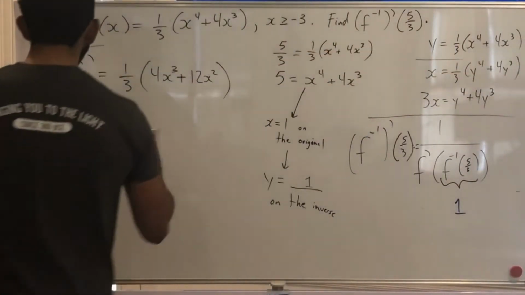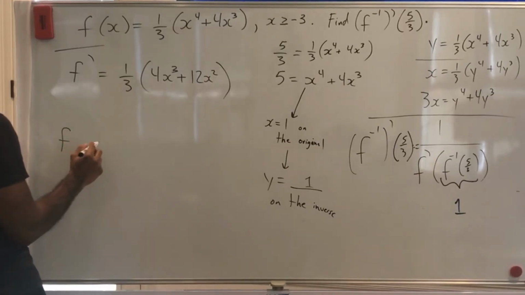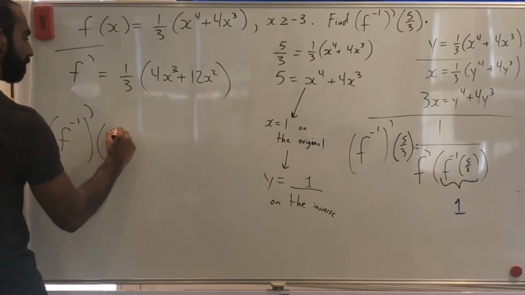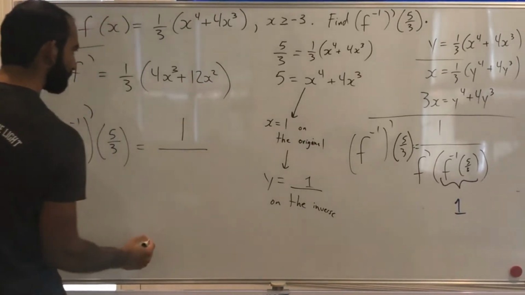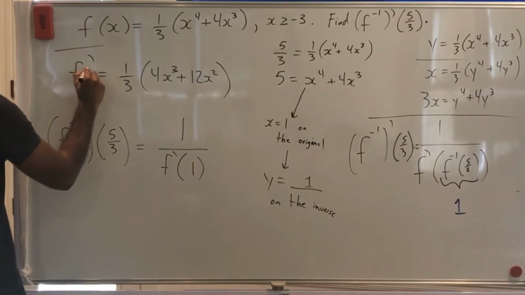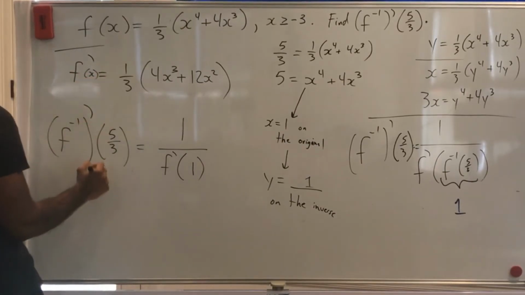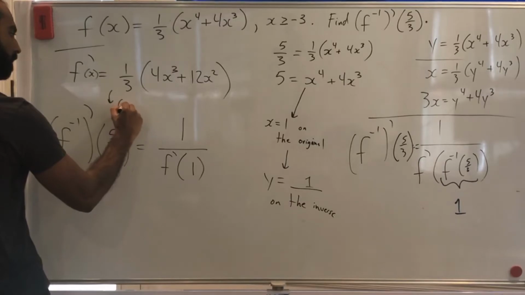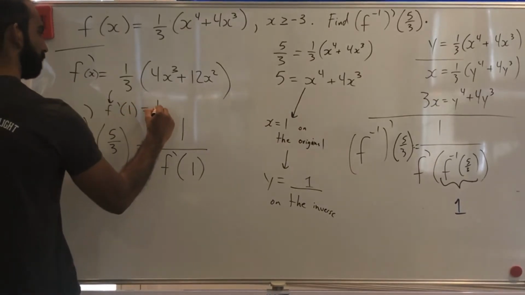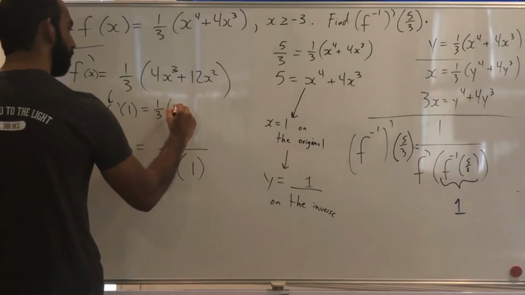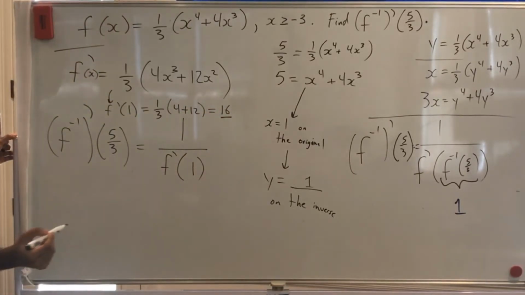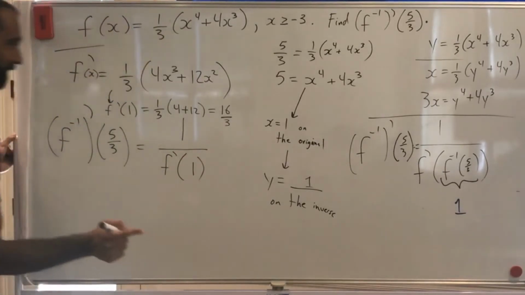So, if my goal is to find the derivative of the inverse evaluated at 5/3, what is the last thing I have to do? Just plug a 1 into the derivative. Exactly, plug 1 into this. So f prime of x. Victoria, help me out. What is f prime? 1/3 times 16. Yes, exactly. 1/3 times 4 plus 12, or 16 over 3. Can't forget the 1/3.